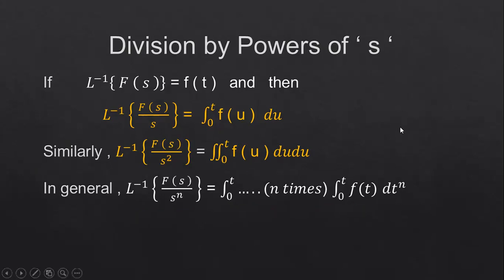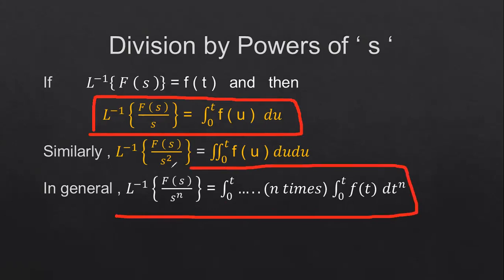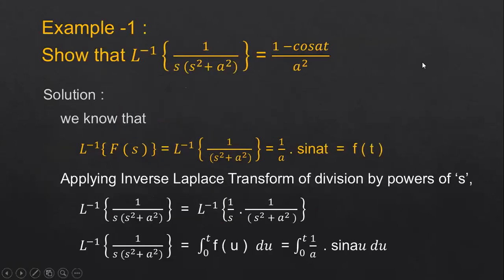So this is about your division by powers of s method. This is the basic formula, and this is your generalized formula for the division by s power n method. Now we'll see a problem on this.